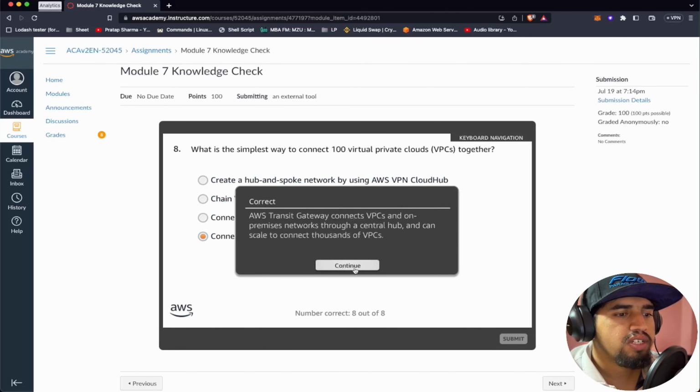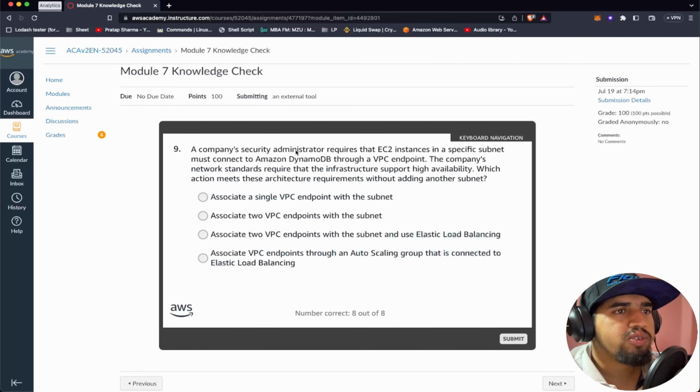Okay, so let's continue. A company security administrator requires that EC2 instances in a specific subnet must connect to Amazon DynamoDB through a VPC endpoint. The company's network standards require that the infrastructure support high availability. Which action meets this architecture requirement without adding another subnet? I think the answer here should be to associate a single VPC endpoint in the subnet.